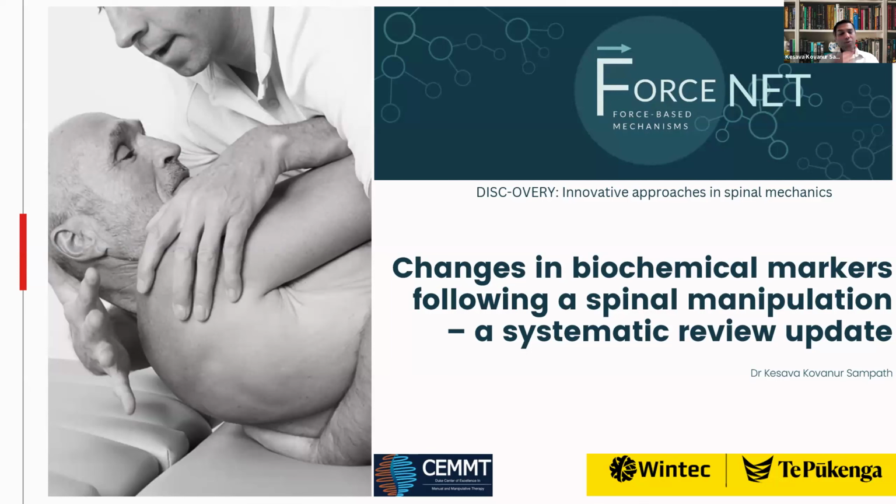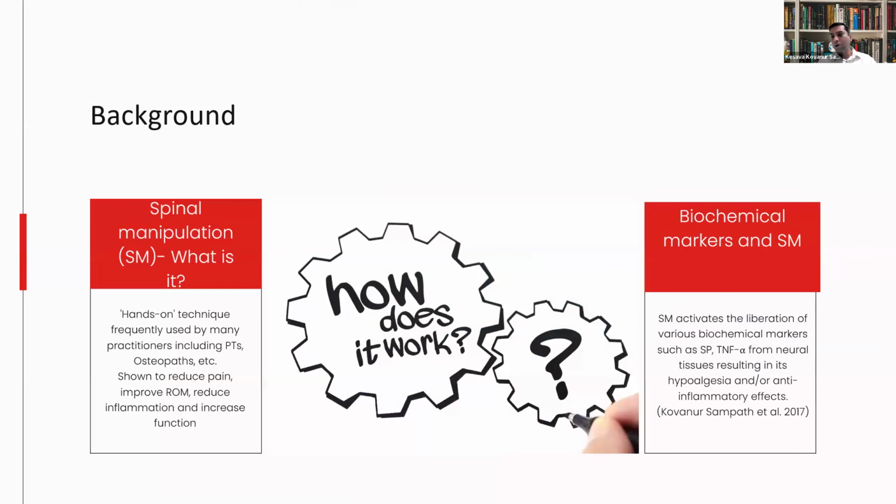The topic for this morning, for the special issue, is a systematic review update on changes in biochemical markers following spinal manipulation. Spinal manipulation, or high velocity low amplitude thrust technique, as some of the professions may call it. We all know that it's a hands-on technique frequently used by manual therapists, including osteopaths, chiropractors, physiotherapists. The main reason to do a spinal manipulation is to reduce pain, and we all know that pain is the most common reason why someone is going to come and see us in our clinical practice, but also to improve range of motion, reduce inflammation, and improve function.